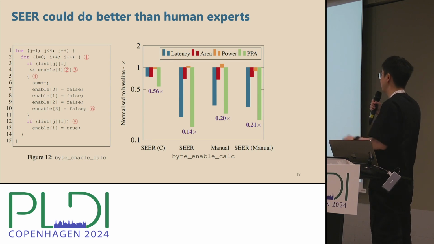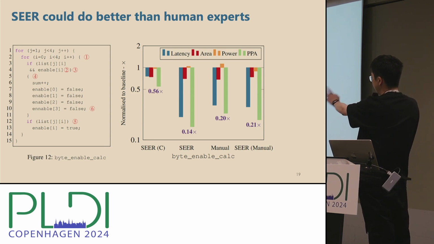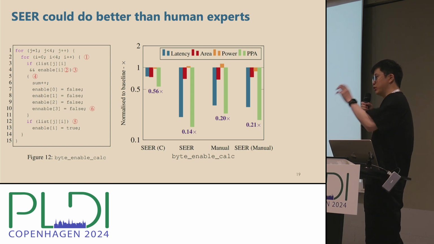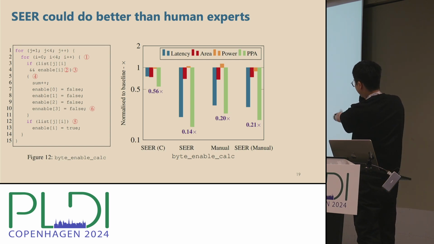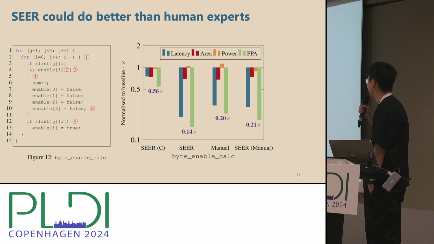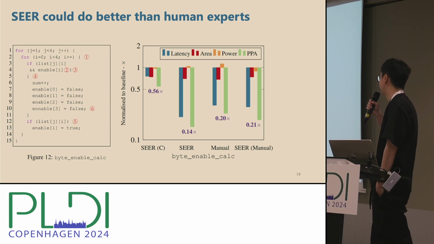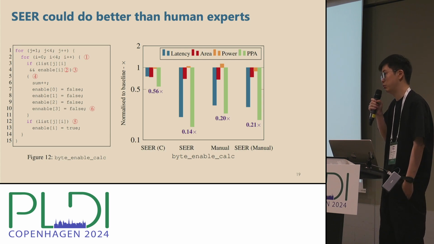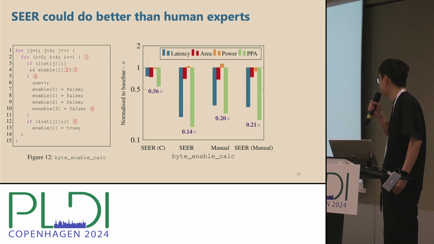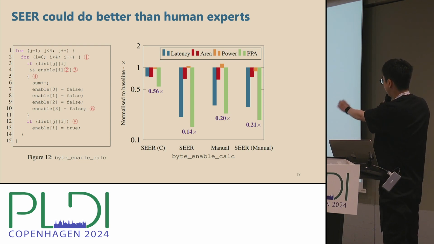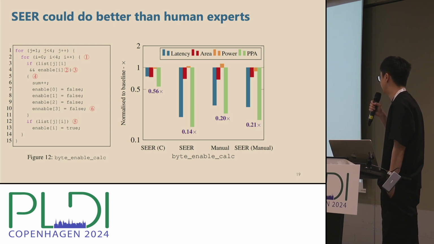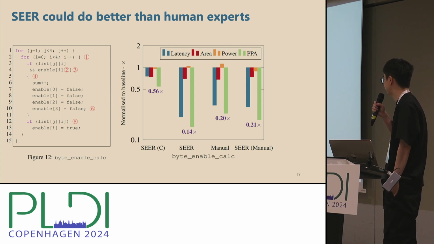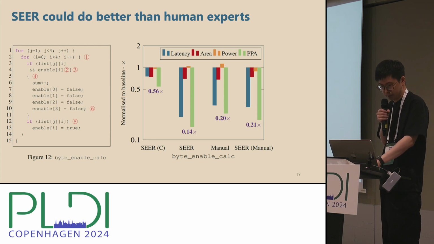Basically we did 2 things. We put this program into SEER to see what happens, and we also put the manually optimized code into SEER to see what happens. This is shown as SEER and SEER manual. We can see we can further optimize, and we achieve better performance compared to the manually optimized code. There is a slight difference between the 2 SEER outputs. That's mostly because we only have a finite number of transformations, and it's not the same set as the manual optimization used.